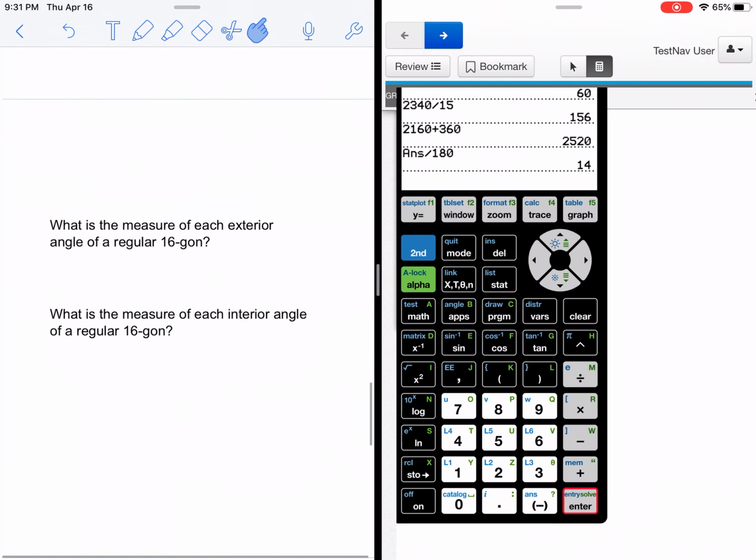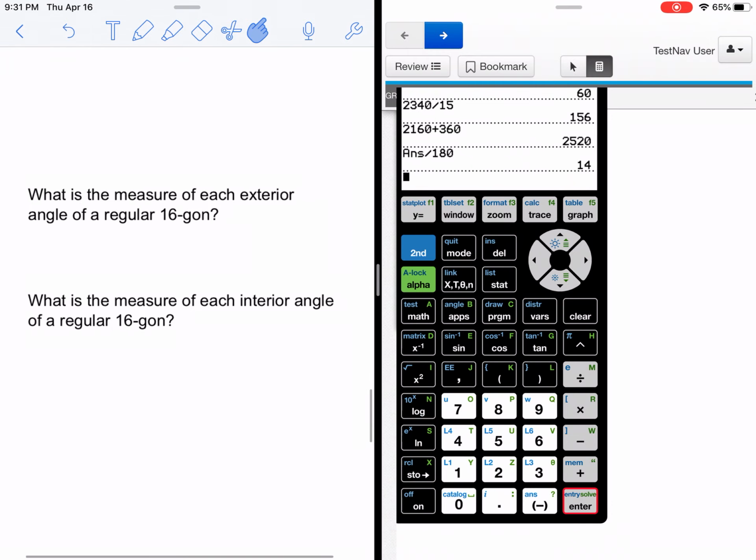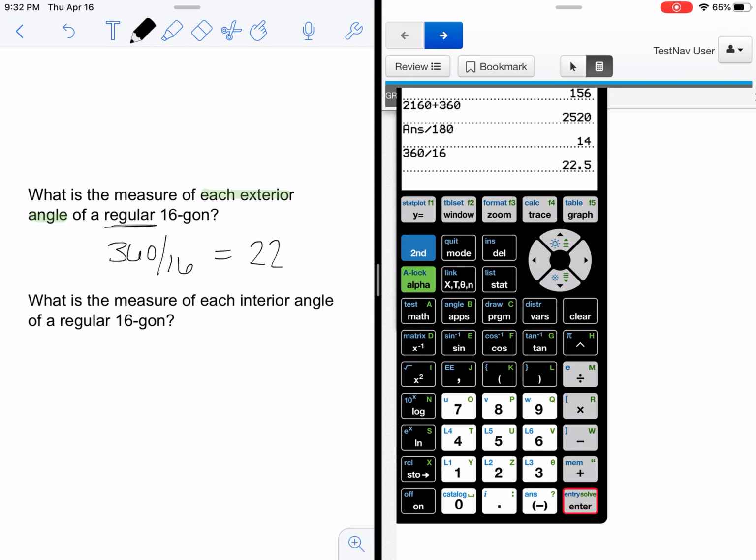Okay, another question you might see is something like this. What is the measure of each exterior angle? Well, if you remember at the very beginning, we said the exterior angles always add up to 360 degrees. If the shape is regular, I'm just going to take 360 divided by 16. Each exterior angle would be 22.5 degrees.